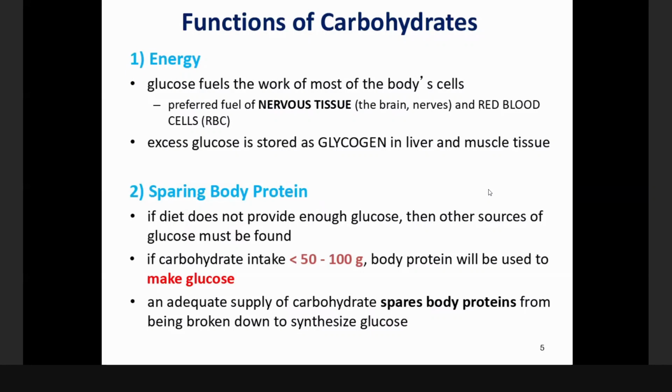That means if someone eats more than 100 grams of carbohydrates per day, he will not be exposed to degrade his body proteins to make glucose. Therefore, taking enough amount of carbohydrates is good for sparing body proteins.